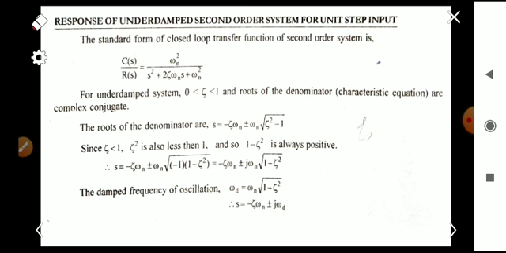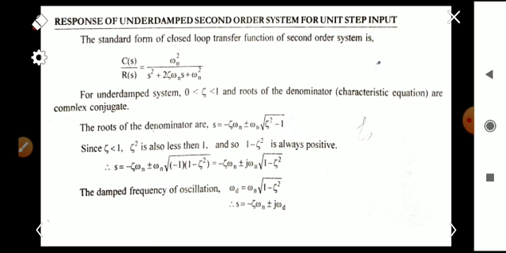When the value of zeta is less than 1, the term under the square root, that is zeta square minus 1, will always be negative. If the value of zeta square is 0.5, then it will be minus 0.5, root of minus 0.5, and if it is 0.75, then you will get the root of minus 0.25. So always it will be negative.